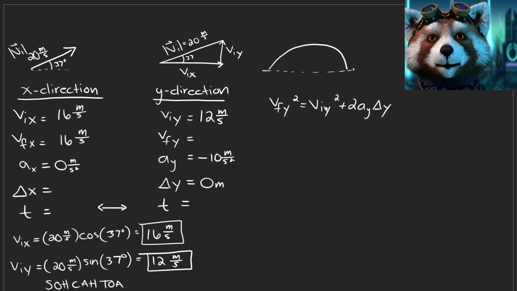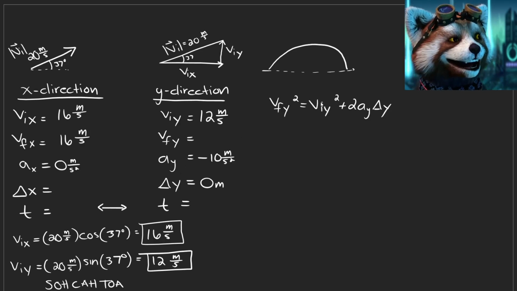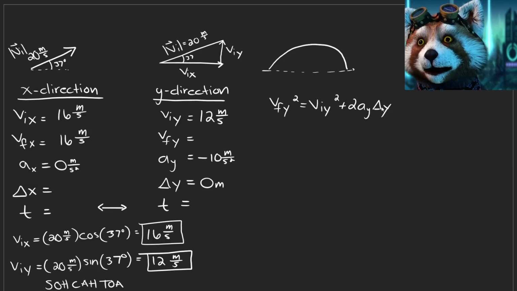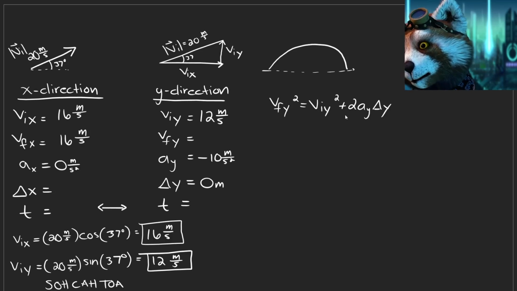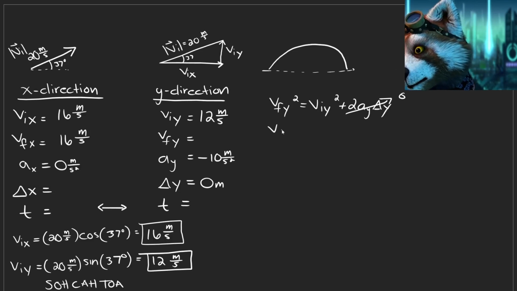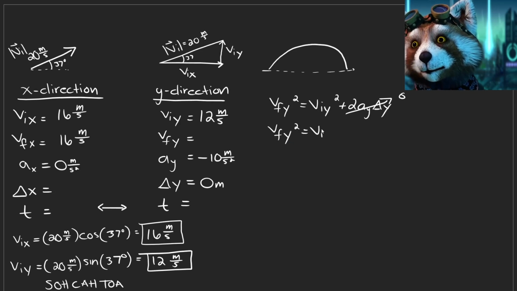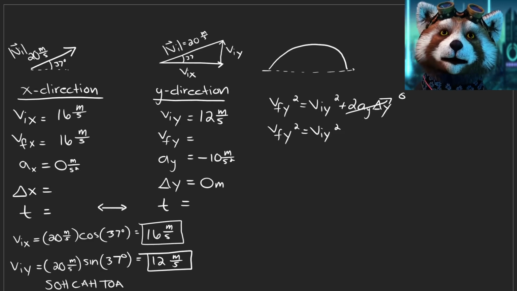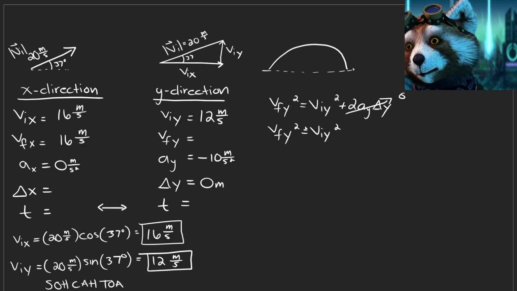Now I go back to my list for the y direction. I say, is any one of these equal to 0? And yes, it is the delta y. So when this is equal to 0, this whole term goes to 0. So the velocity final in the y squared is going to be equal to the velocity initial in the y squared. Take the square root of both sides and you get a plus or minus out front.